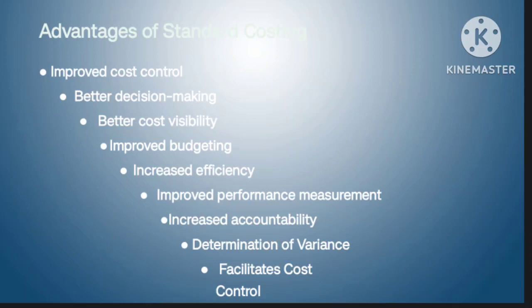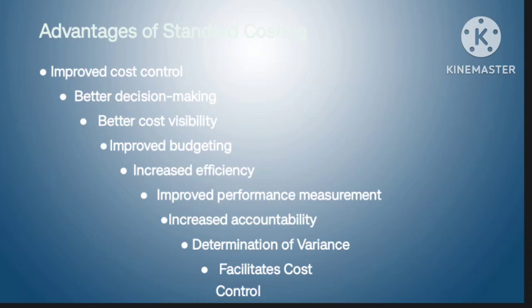First one is improved cost control. By using standard costs, organizations can identify any deviations from the expected cost of production and take corrective actions if necessary. This helps to control cost and improve overall financial performance. And in case of better decision making, standard cost provides a basis for making informed decisions about pricing, production processes, and product mix. This allows the organization to optimize their operations and maximize profit.